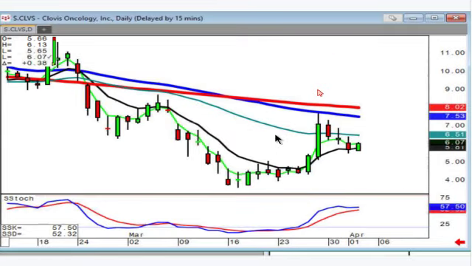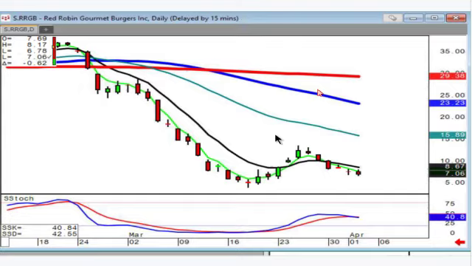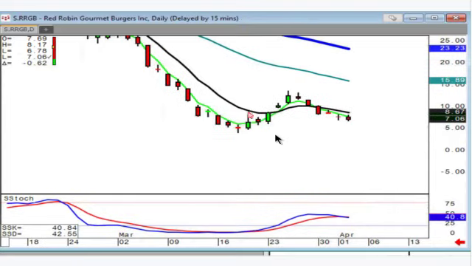Clovis needed to open positive and trade positive. So you can stay long, or you can think about buying this one on positive trading. Red Robin, you can go short on this one. There's not much room left. So you're more than likely coming back down to this level, which would still give you about a 40% downside.